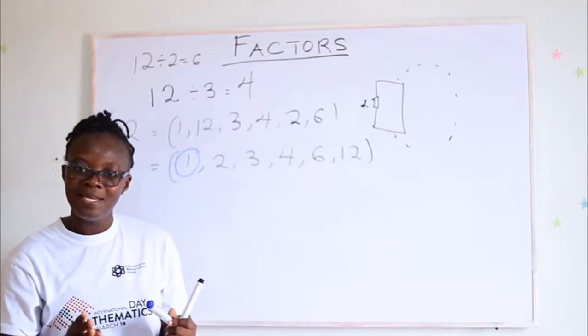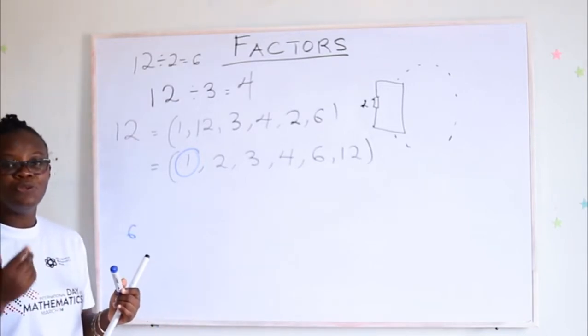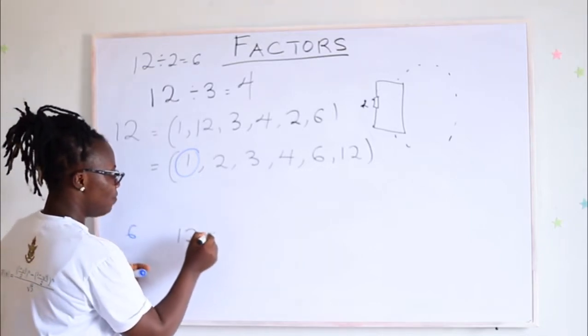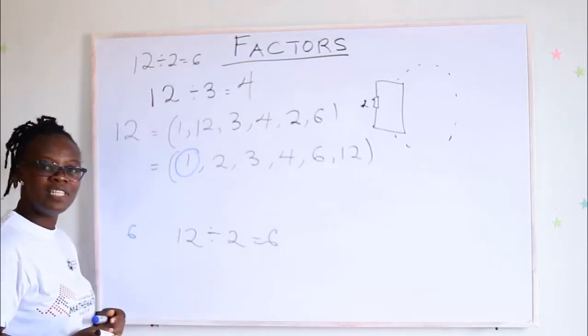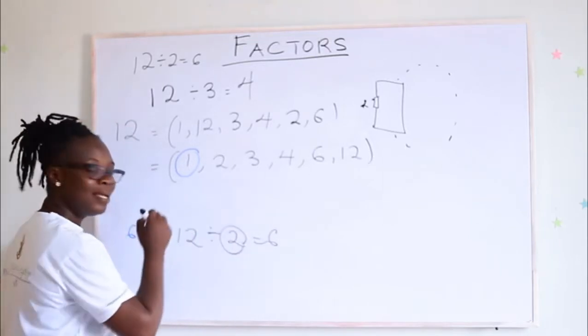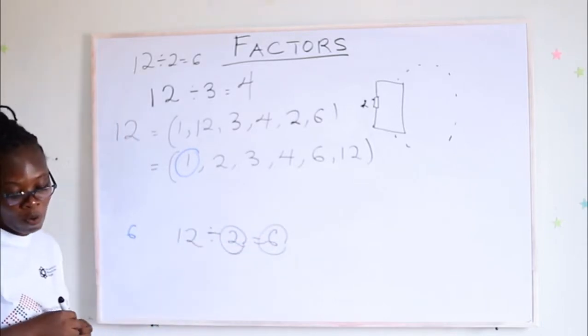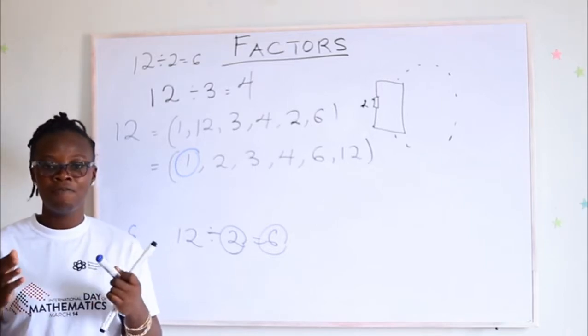That is why the products, the results you get when you divide, like 12 divided by 2 is equal to 6, it means that the number here and the result you had will always be factors.